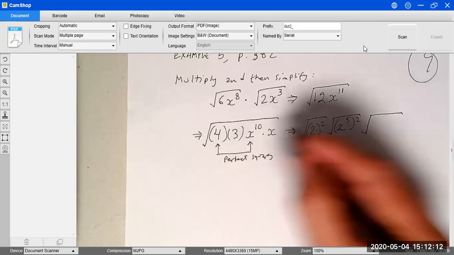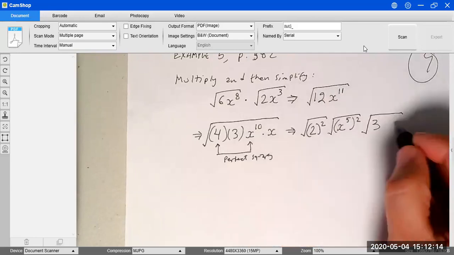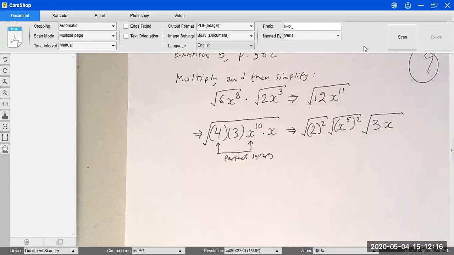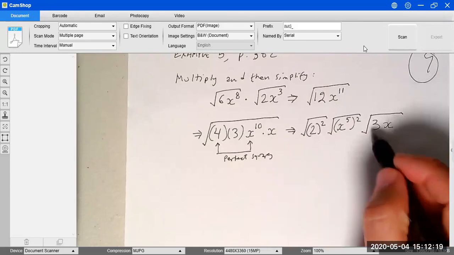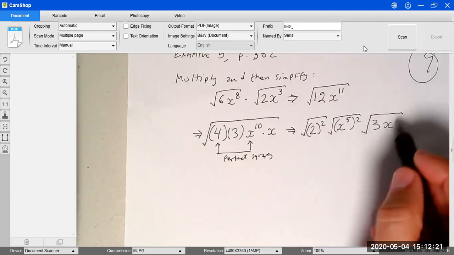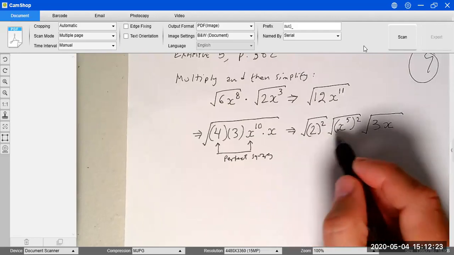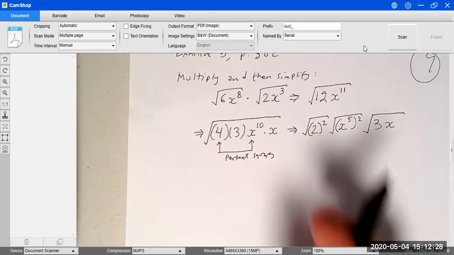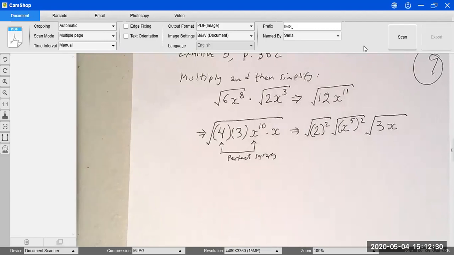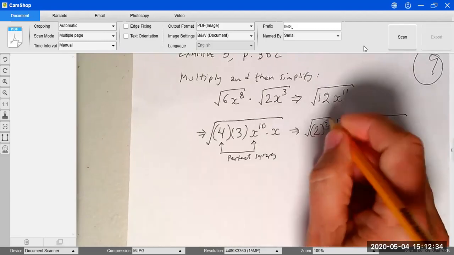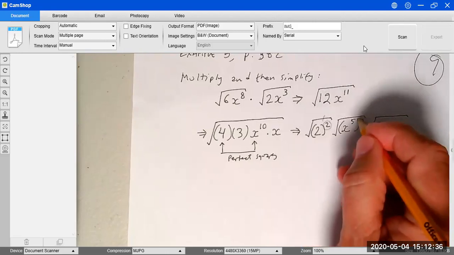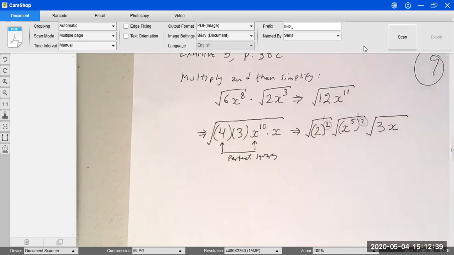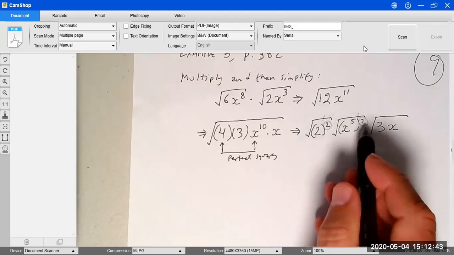So I have 3 here, and I have x. So again, my last radical is for non-perfect squares, and the other radicals preceding this one are for perfect squares. So let's finish our work. You can see here that you can cancel this exponent with this radical, this exponent with this radical. So don't forget removing the radicals anytime that you remove an exponent.